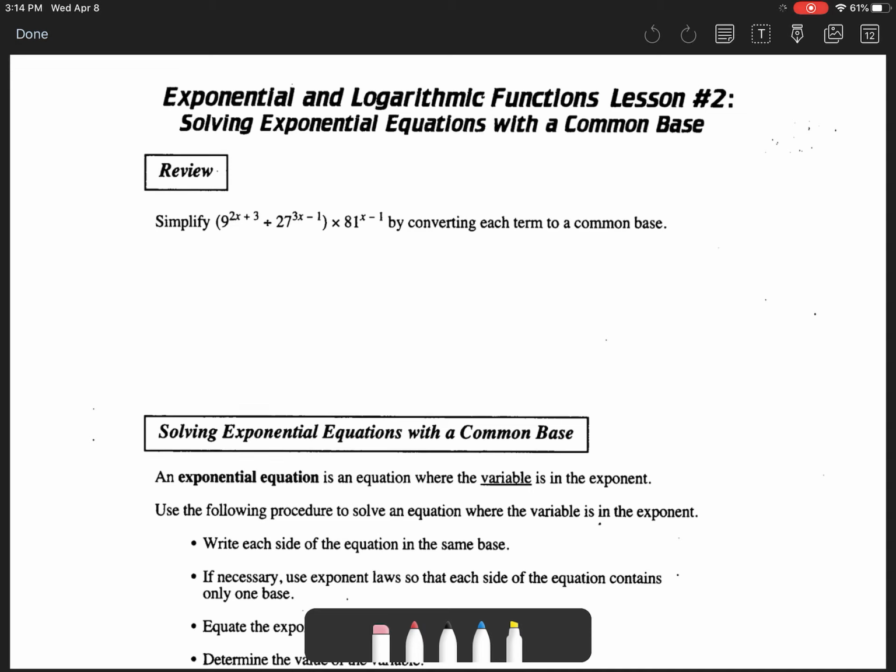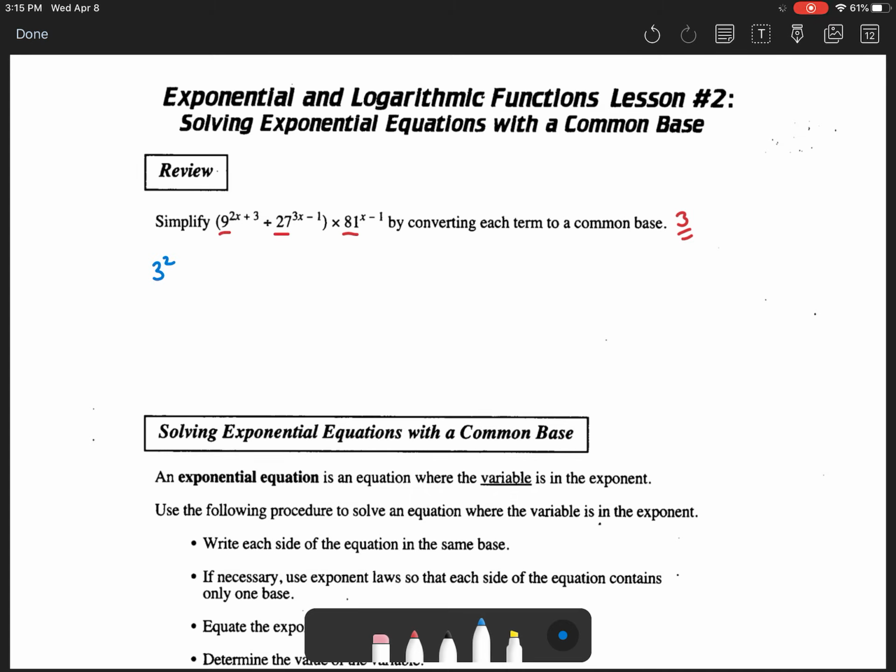First, we are taking a look at the warm-up activity, or the review, where it says simplify that expression by converting each term to a common base. What that means is I'm focusing on these bases of 9, 27, and 81, and I want to, if possible, write them all as powers that have the same base, and that common base in this case is going to be 3.